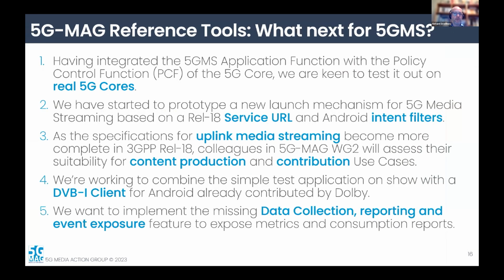Well, having integrated this application function with the policy control function, we'd really love to test it out on some real 5G cores. We've been using some open source 5G cores so far, and we found that there's quite a lot of gaps. So we're very interested in testing that on real 5G cores. In the meantime, we've also been prototyping a new release 18 feature called service URLs, using Android intent filters to launch things in a bit more slick way.